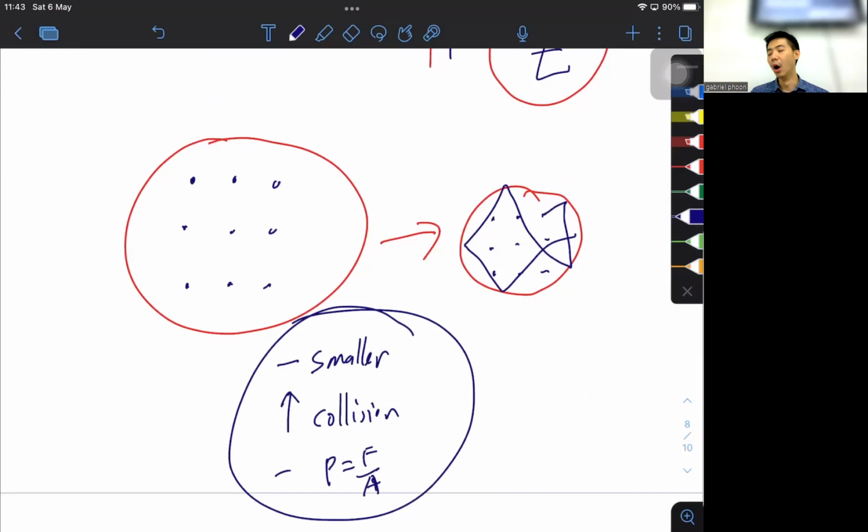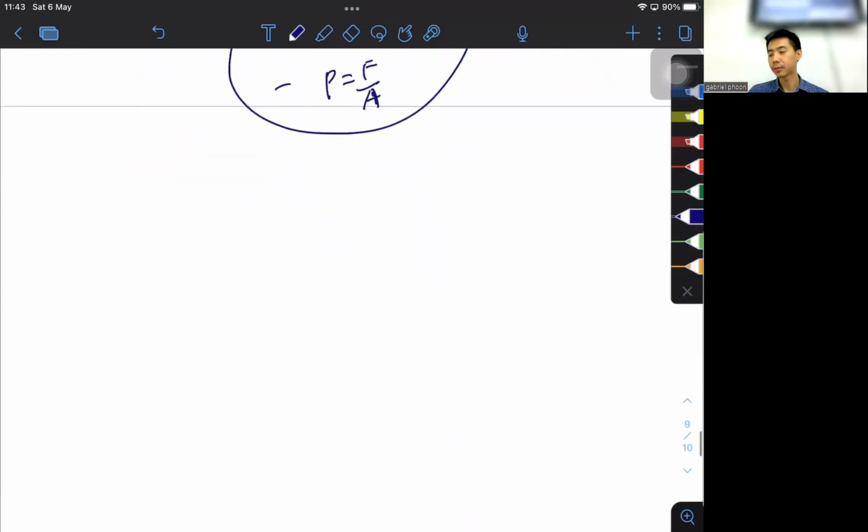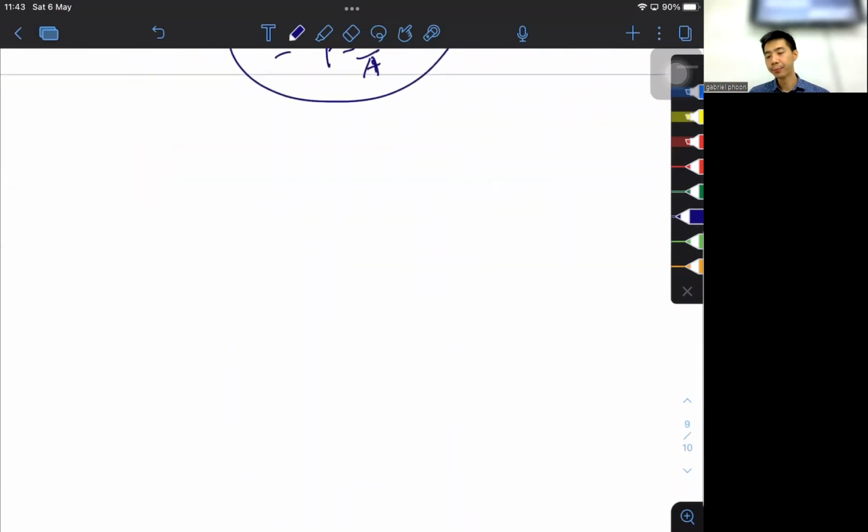Okay, very good. Okay, this is the thing that you should know. Then after that, what do you need to know? Specific capacity. What's the formula for specific capacity?